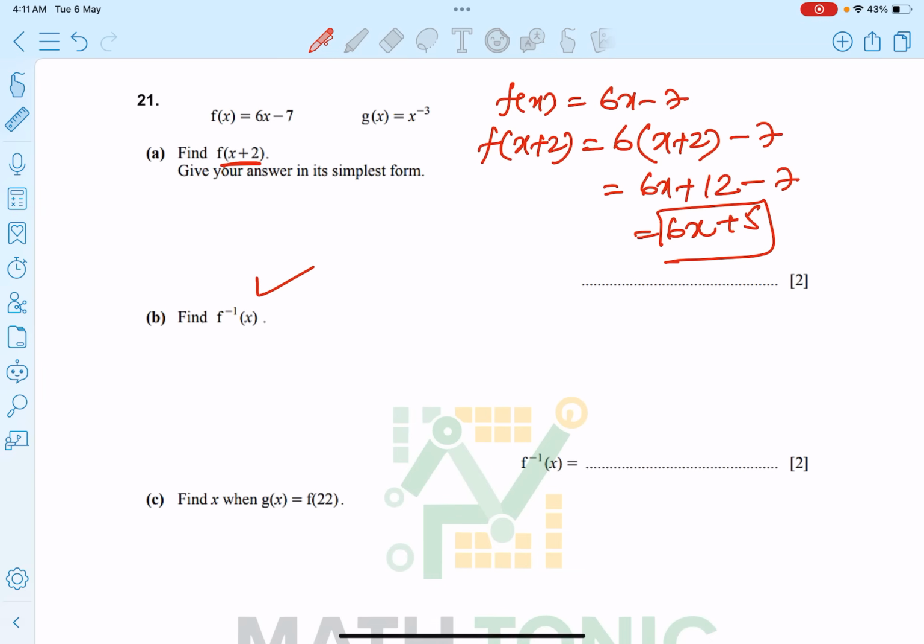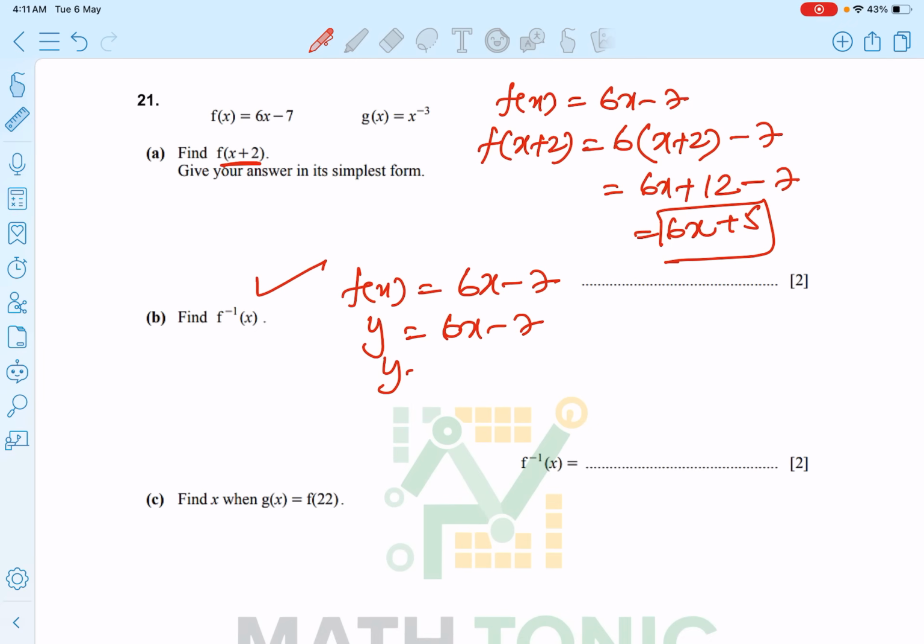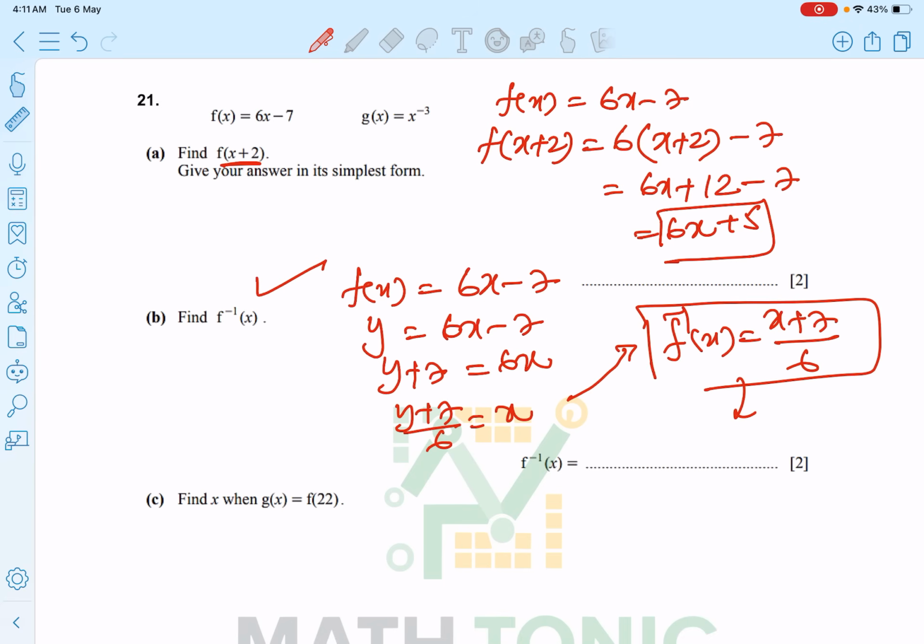Next part is to find the inverse function. Whenever the inverse function is asked for, first write down the main function, f of x equals 6x minus 7. Now make it equal to y. So y equals 6x minus 7. Now rearrange it, keep x as the subject. So y plus 7 equals 6x. Divide by 6 on both sides. So y plus 7 over 6 equals x. Now at the last step, replace y by x. So f inverse of x equals x plus 7 over 6. This should be the answer for this question. Did you get it, everyone, clearly?